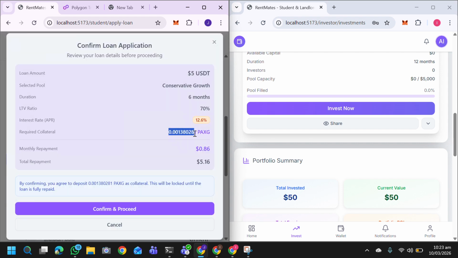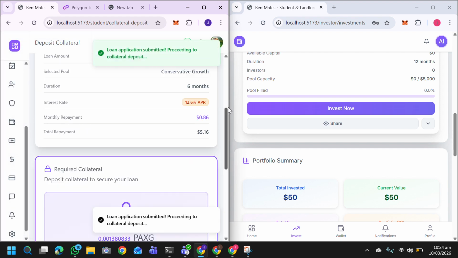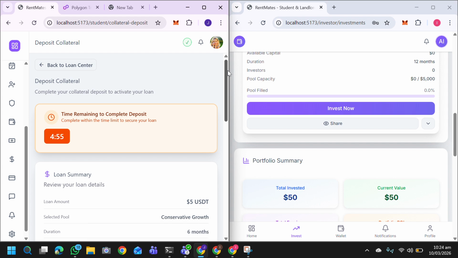Now the Paxos gold collateral value is being shown in real time by using an API, I mean the converted value, what exact real-time value it is of Paxos. These are gold tokens that are acting as collateral if the student defaults. And this is the interest rate APR that he has to pay, this is the duration, and the loan amount. So he proceeds to pay.